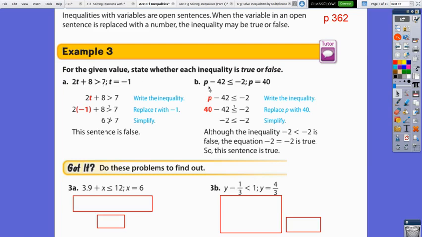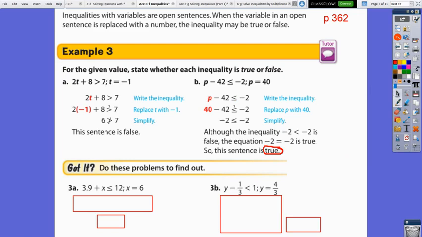Next example, p minus 42 less than or equal to -2. If p is 40, is that true or false? Well, you put in 40 for p. 40 minus 42 is -2. Is -2 less than or equal to -2? Well, it's equal to -2. So because it includes the equal part, this answer is true. If this inequality sign was just less than, then it would be false. Okay, so that's where you have to be careful.